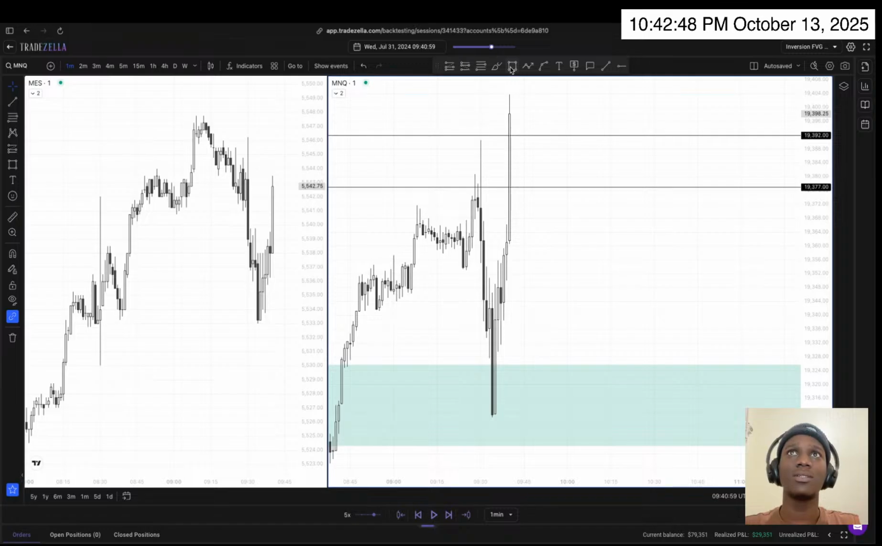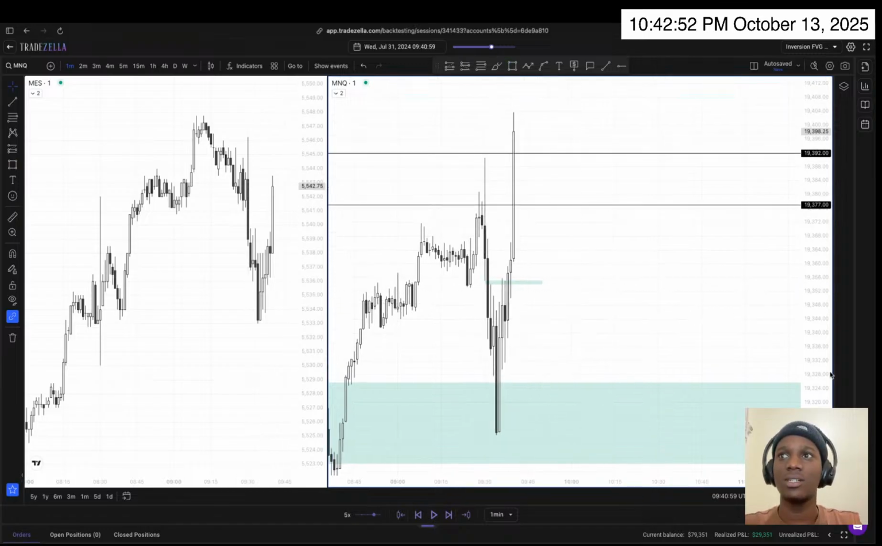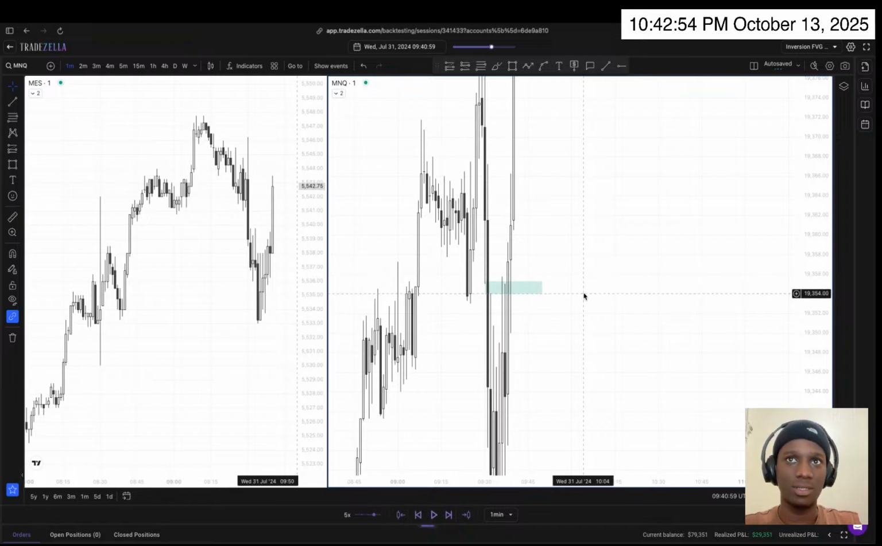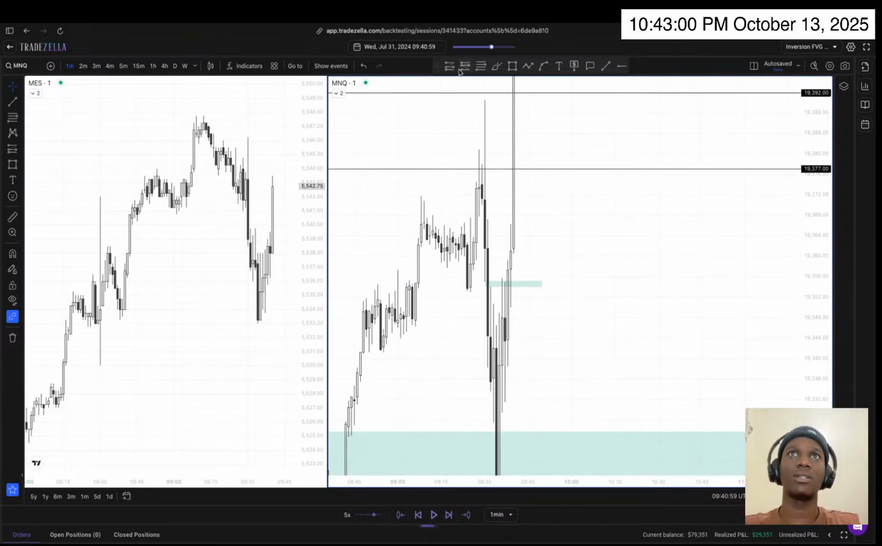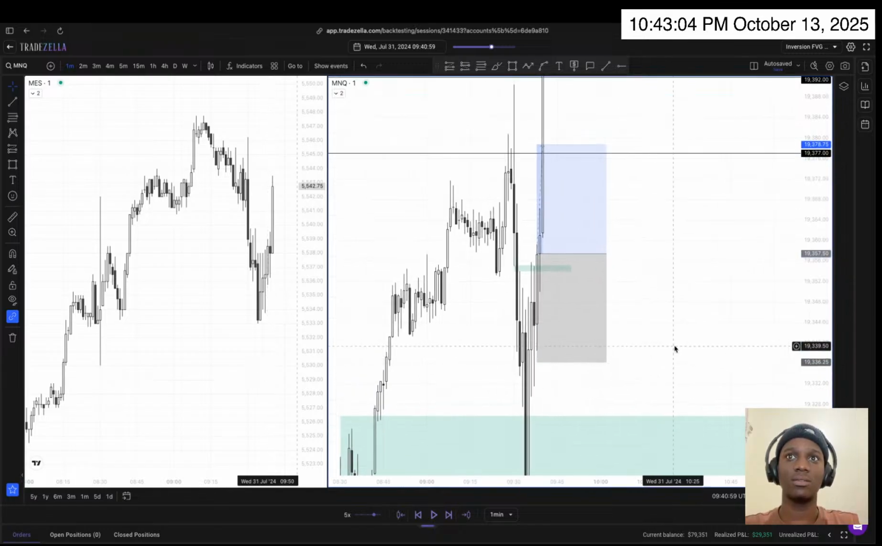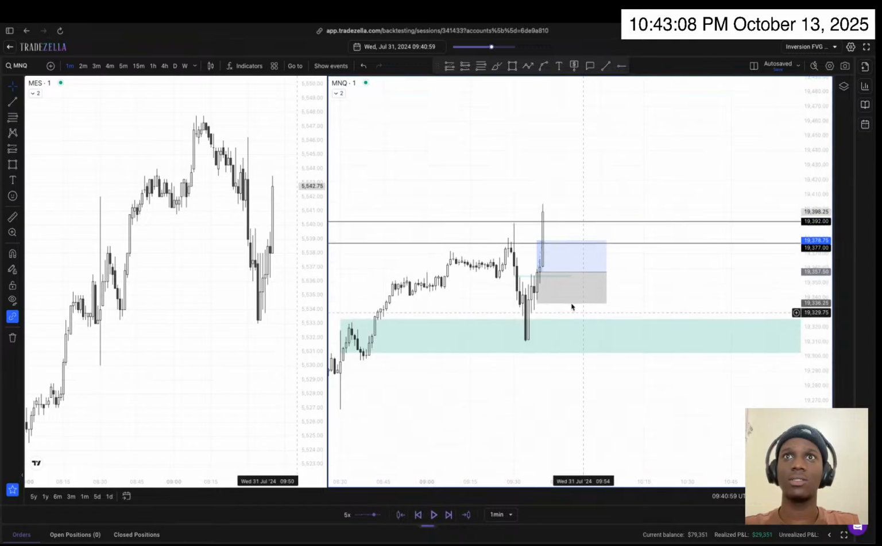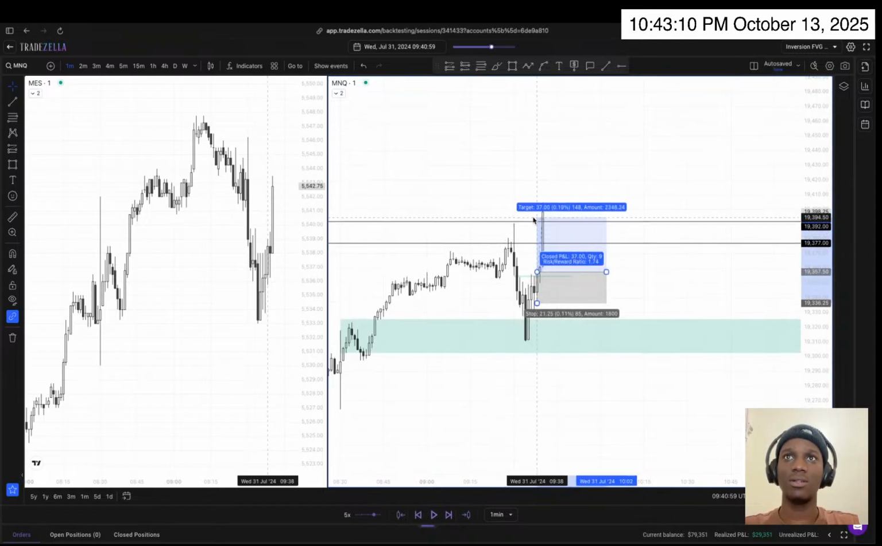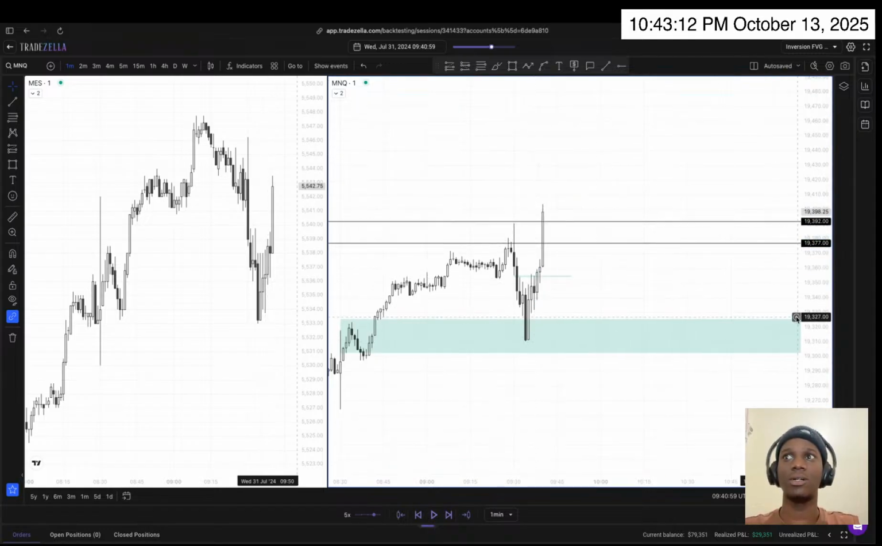So you can see this inversion here, this small inversion. How many handles is this? From here, one handle, and so that means from here to this candle here is 20. Target this here, that will give you a really good R.